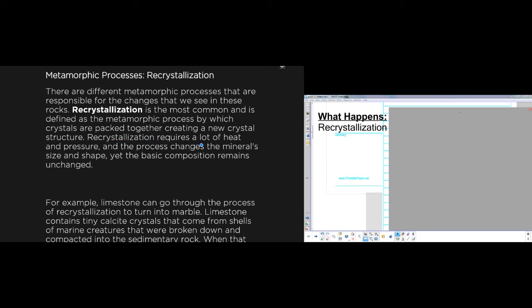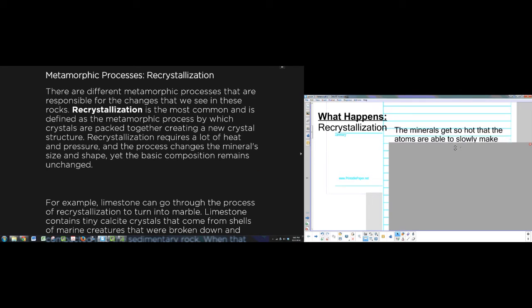Recrystallization requires a lot of heat and pressure, and the process changes the mineral's shape and size, yet the basic composition remains the same. So if it's made of carbon, it'll still be made of carbon when you're done, but the heat and pressure will change it from, let's say, coal into a diamond. Big difference. So in our notes, instead of writing all of that down: the minerals get so hot, the atoms are able to slowly make new crystals.